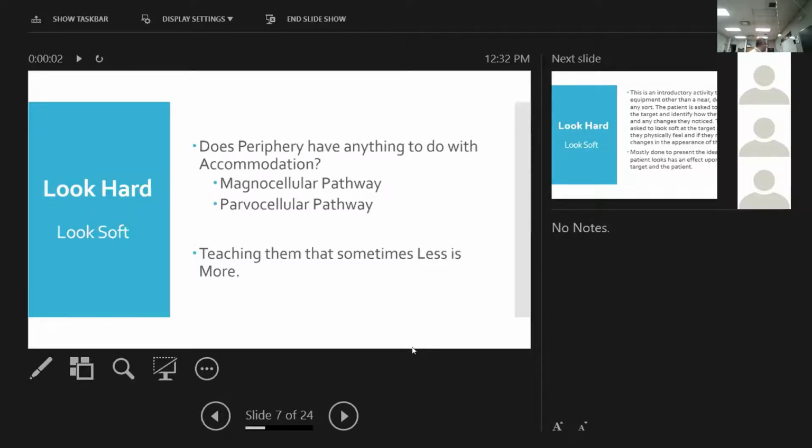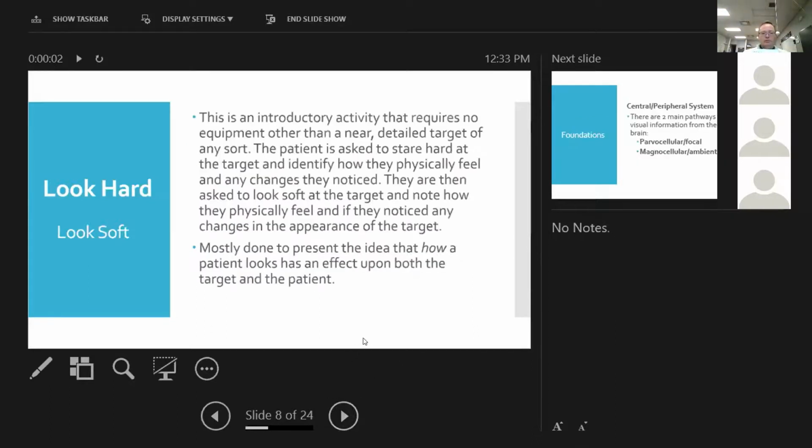So I'm gonna grab something real quick. So I like just using a heart chart, okay? I just use a heart chart and I'll hold that. Hopefully you can see that. And the way that I do this is an interactive or introductory activity. It doesn't require any other equipment than a near detailed target of any sort.